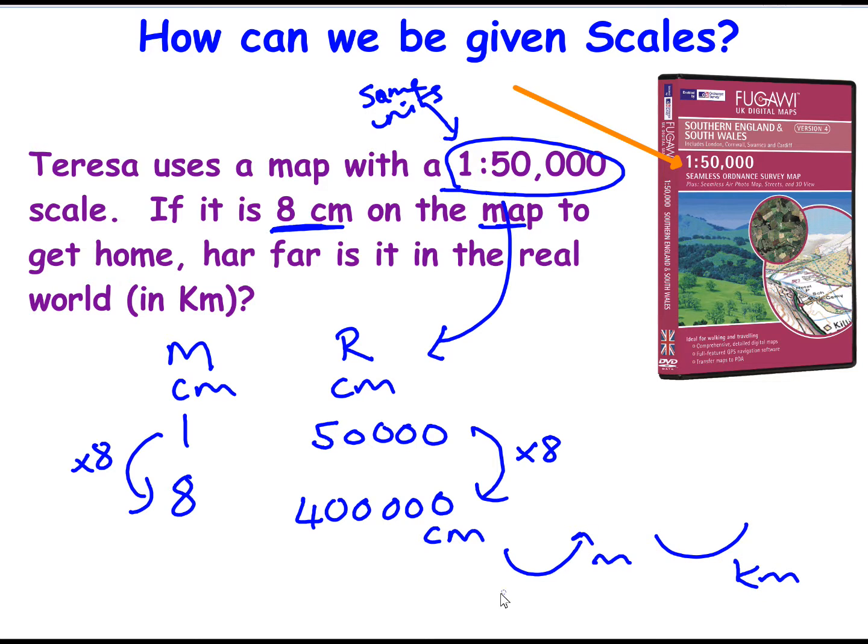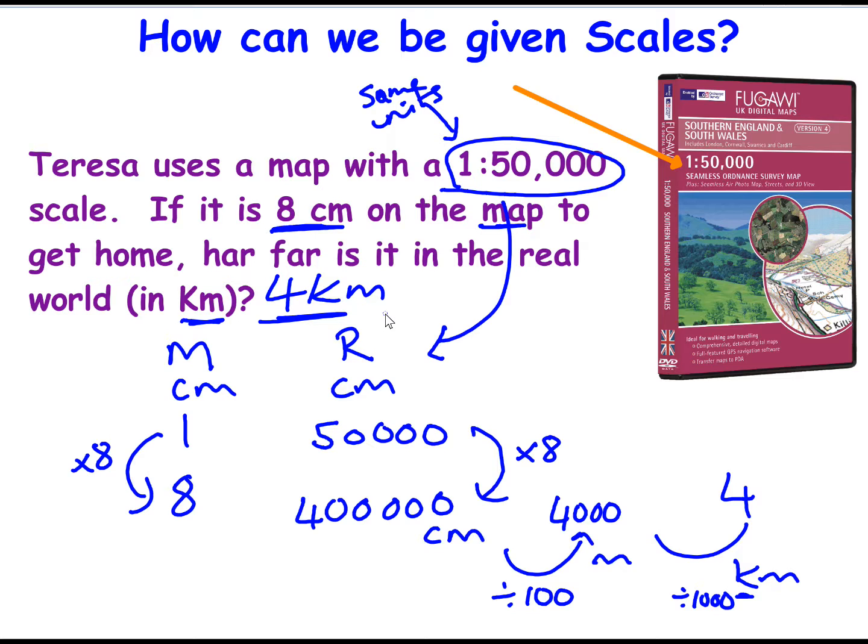We need to convert it into meters and then into kilometers. So centimeters to meters, we divide by 100. So we end up with 4,000 meters. And then to go from meters to kilometers, we divide by 1,000, and that gives us 4 kilometers, which is what they want for the answer. So the distance is 4 kilometers as the answer.